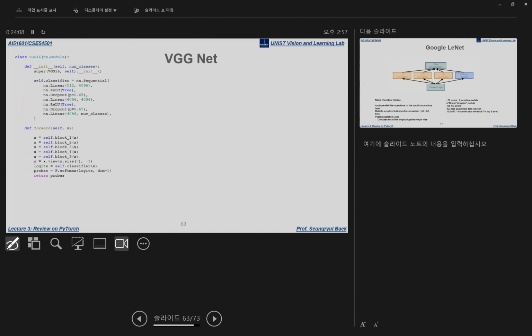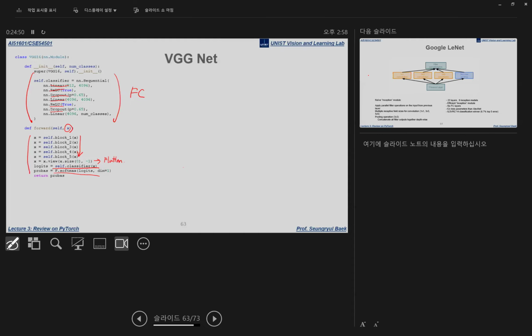And then this is the last FC layer. Linear ReLU dropout, linear ReLU dropout. These are the fully connected layers. And you can see when X is inputted, which is the image, they sequentially apply block 1 to block 5, do the flattening here, apply the FC layers, and apply the softmax. This is the implementation of VGG, and their difference is only increasing the depth. Okay, are you guys following this?